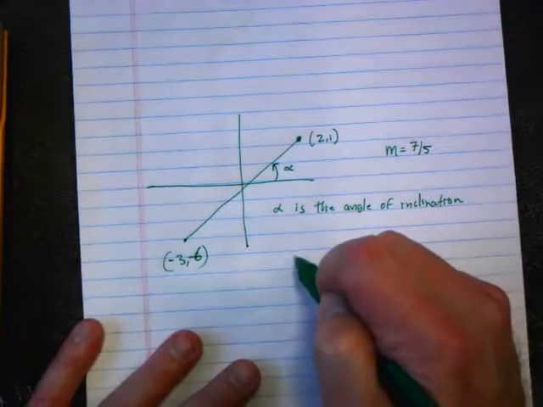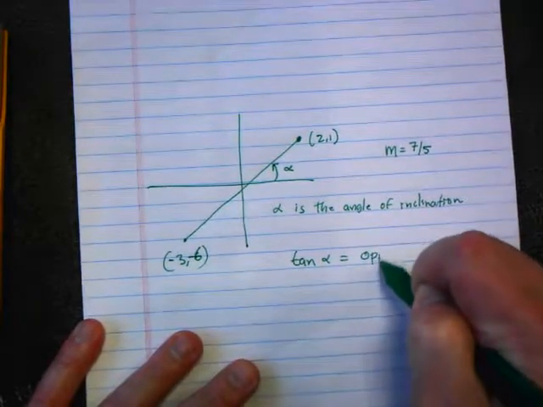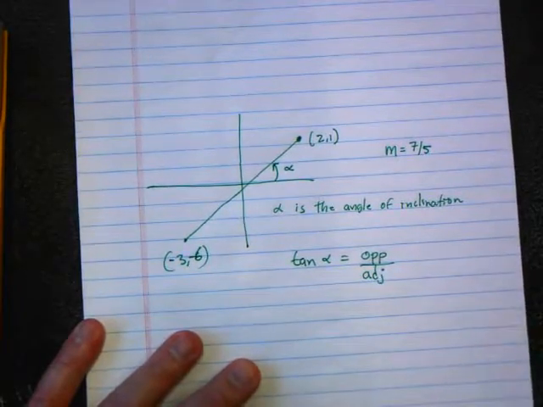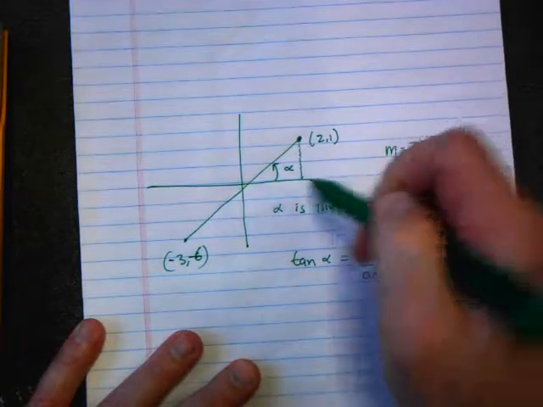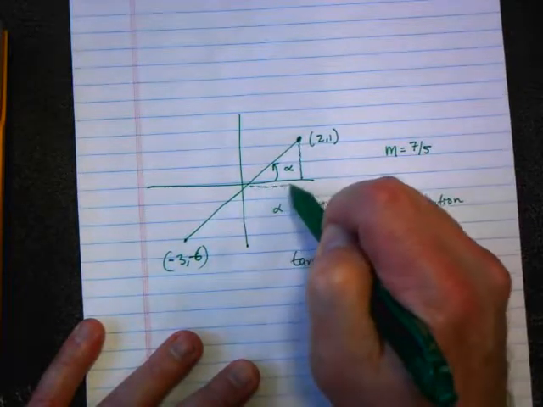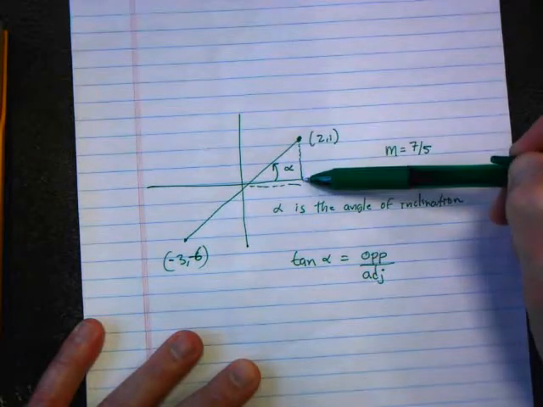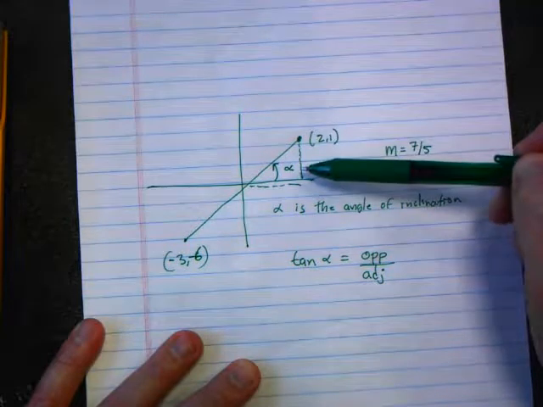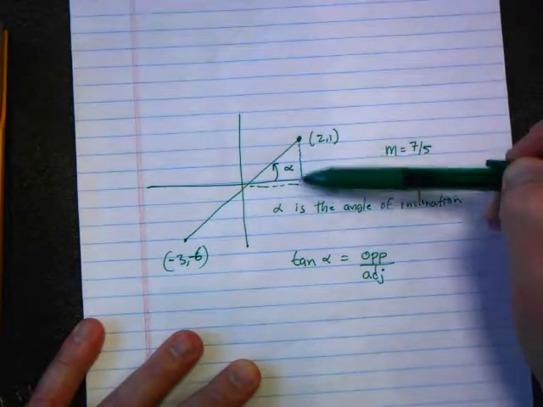Tangent of alpha would be opposite over adjacent. Opposite would be this, wouldn't it? And adjacent would be that. What's another name for opposite? It's going up and down. It's the y's, so it's the rise. Up and down, that's the rise.